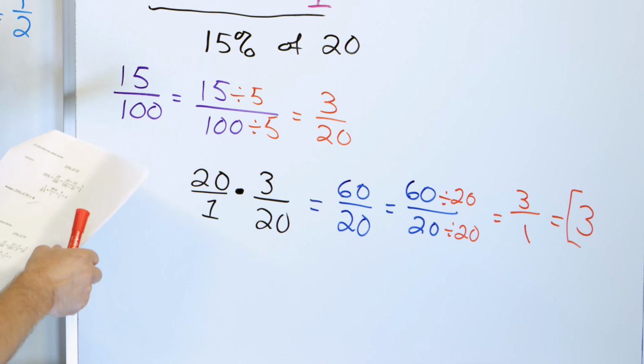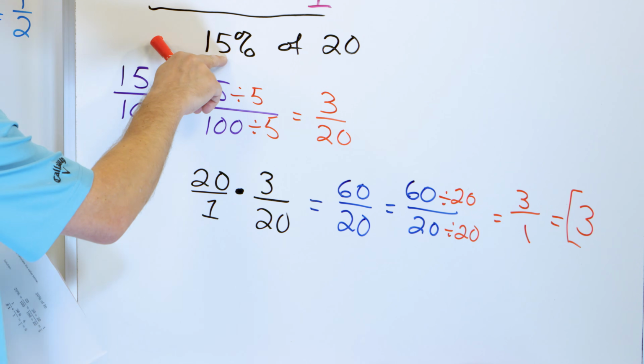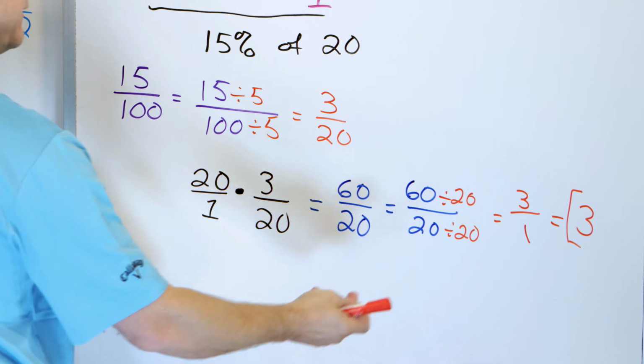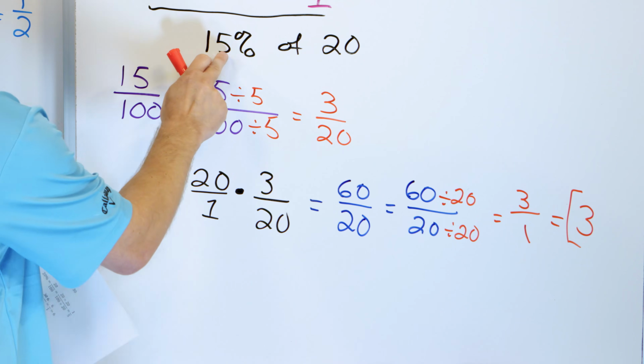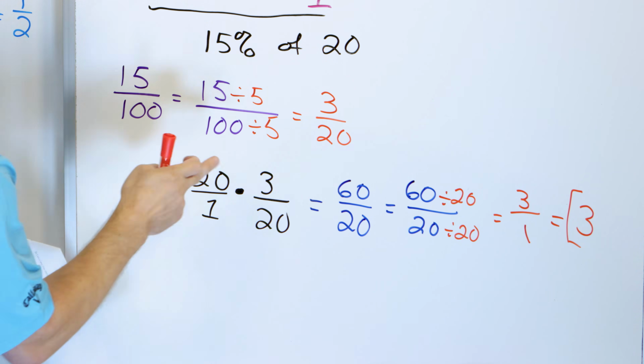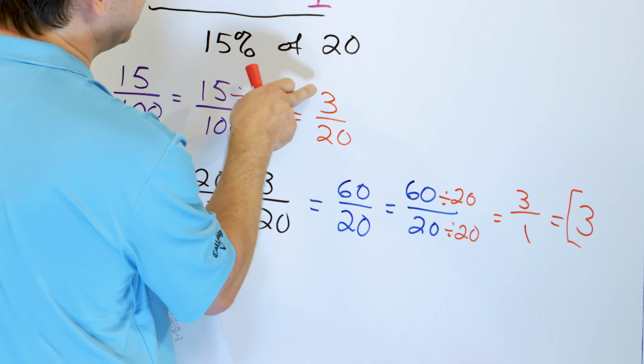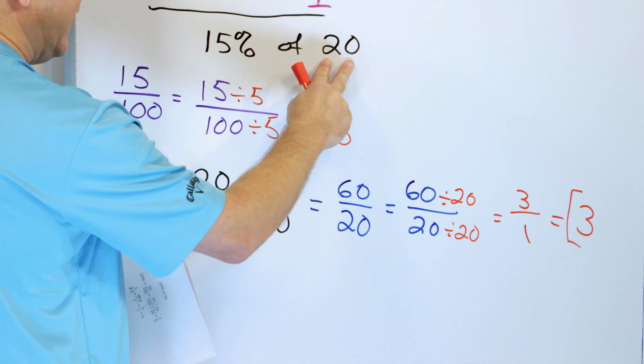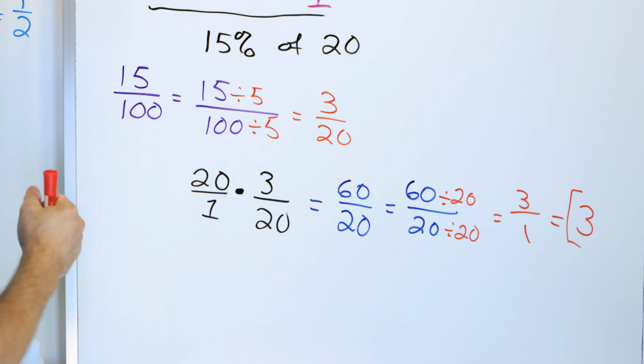If I have 20 baseball cards and I'm going to give 15% of them away, what I'm saying is I'm going to give 3 of them away, right? Because 15% means that for every 100 baseball cards I have, I'm giving 15 away. Or it means out of every 20 baseball cards, I'm giving 3 away. And since I had 20 to begin with, I'm giving 3 away. That's what this means, right?